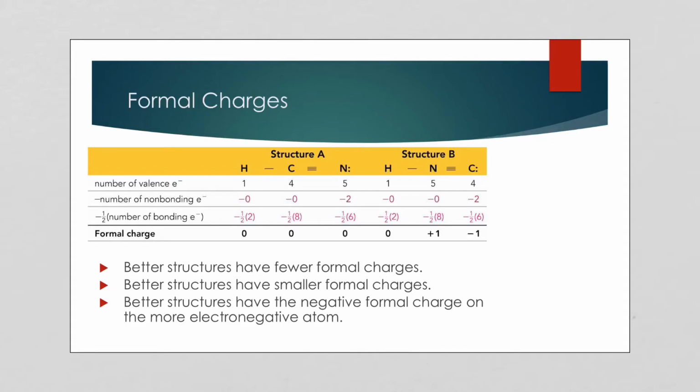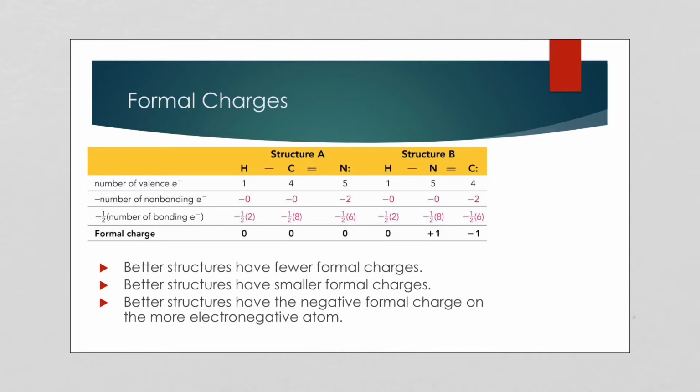So the first thing we do is calculate the formal charges. Let's do it for A. For A, we start out with the number of valence electrons. For hydrogen, normally it's 1. Looking at the structure, it's making one bond, so it has no lone pairs, so the number of non-bonding electrons is 0. It's making one bond, so the number of bonding electrons is 2, but we take half of that, so we end up with 1. So we have 1 minus 0 minus 1, and we end up with a formal charge of 0.